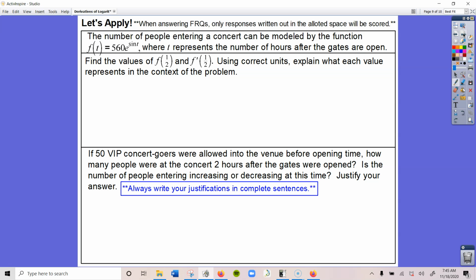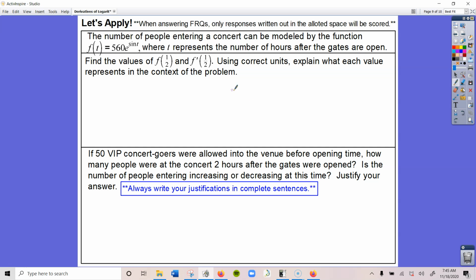For this one, we have the number of people entering a concert can be modeled by the function f of t is equal to 560e raised to the sine t, where t represents the number of hours after the gates are open. So find the values of f of 1/2 and f prime of 1/2. And using correct units, explain what each value represents in the context of the problem.